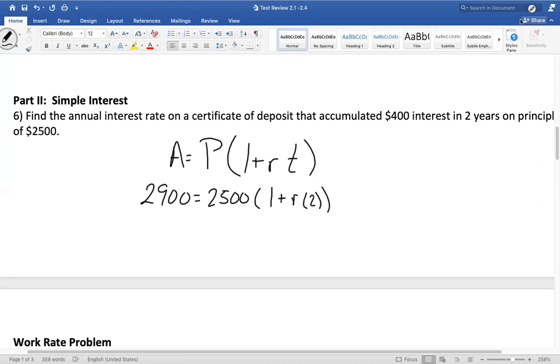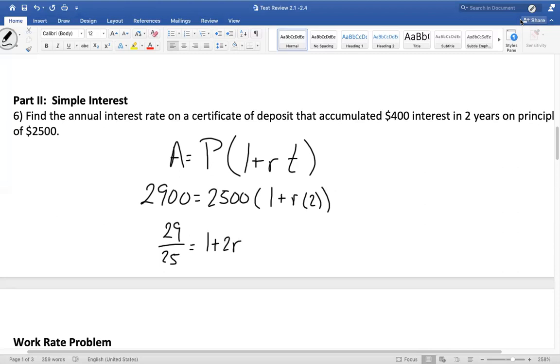Now here, I can go ahead and divide both sides by 2,500. So we have 2,900 divided by 2,500. And that's going to give me, and I like to deal in fractions, so 29 over 25. And that's going to equal 1 plus 2R.